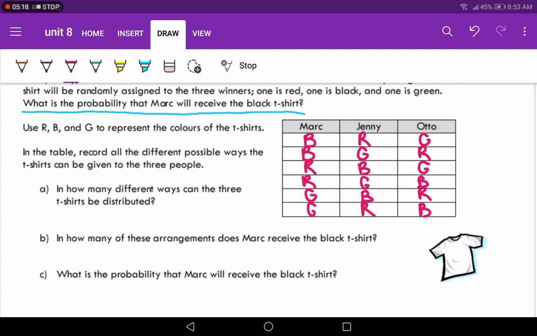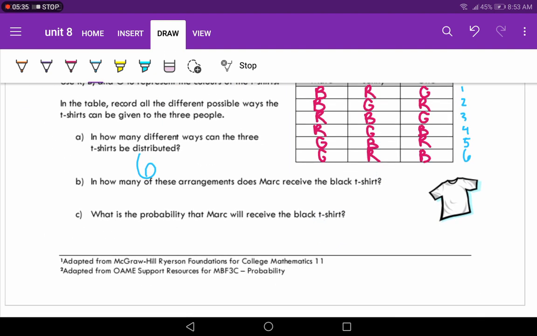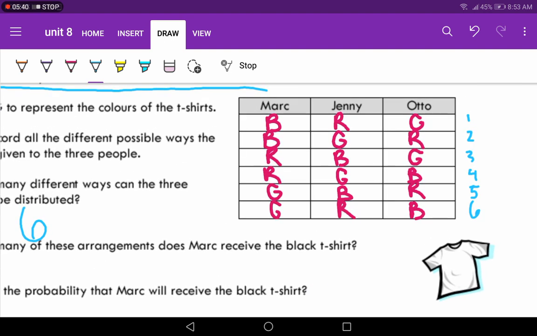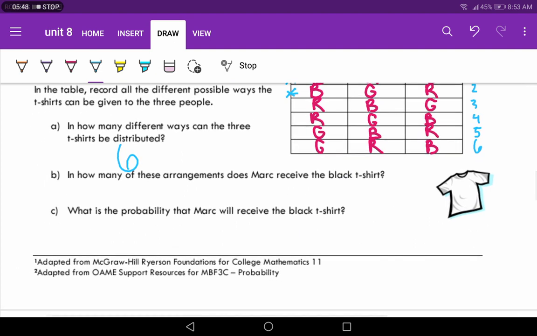In how many different situations can the 3 shirts be distributed? All we have to do is count here: 1, 2, 3, 4, 5, 6. So there are 6 different possibilities as to how those shirts can be distributed. In how many of these arrangements does Mark receive the black shirt? Looking just at Mark, we can see only in the first 2 will Mark get that shirt. So it's possible that Mark will get the shirt in 2 of these situations.